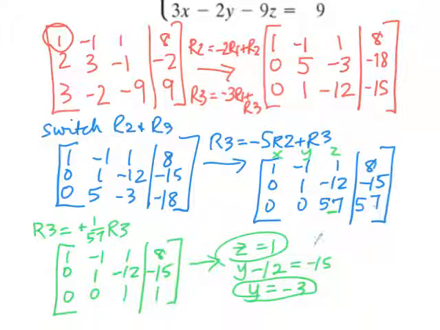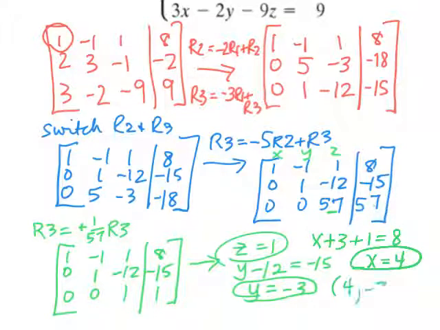So we have x, and then -1 times -3 is +3. And then 1 times z, which is 1, equals 8. So x equals 4. And our ordered triple is 4, -3, 1. And we finished the problem.